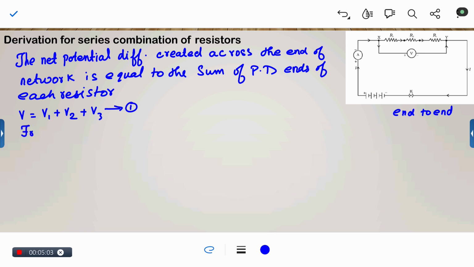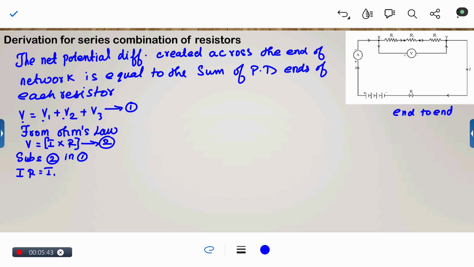Now, from Ohm's law. What is the Ohm's law formula? We all know, V is equal to I into R. Let's take this as equation number 2. Now we are going to substitute equation number 2 in equation number 1. What is equation number 2? V is equal to I into R. So we substitute these values in place of V. Then I can write IR is equal to I1 R1 plus I2 R2 plus I3 R3.